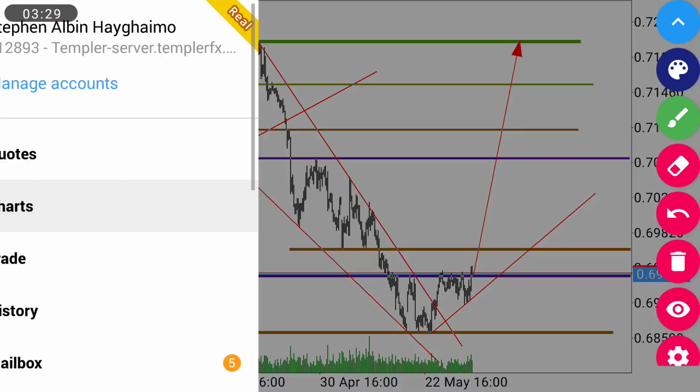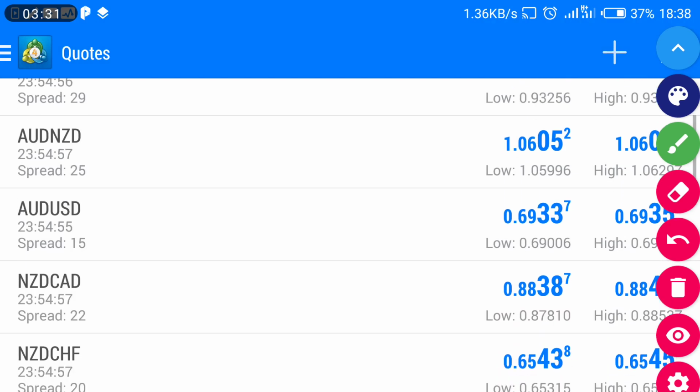Another pair we're going to be looking at for the coming week is NZD CAD.